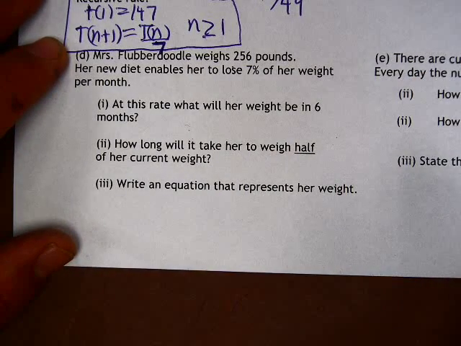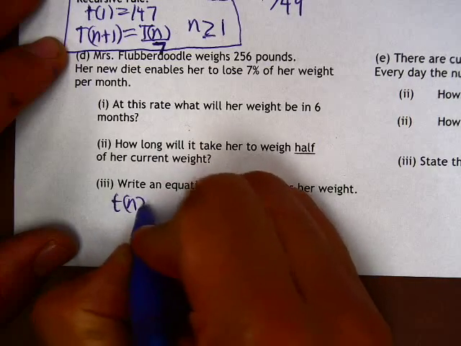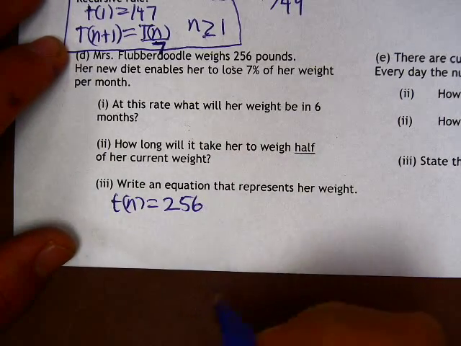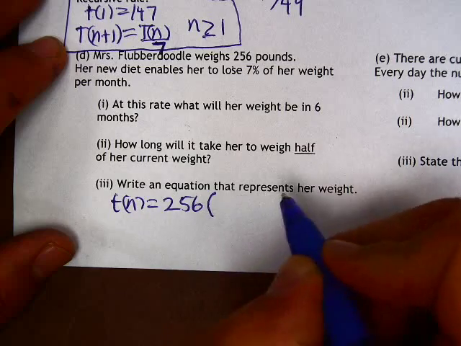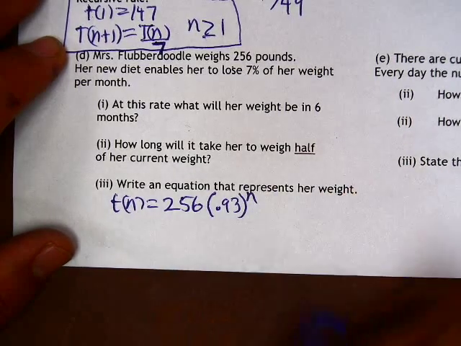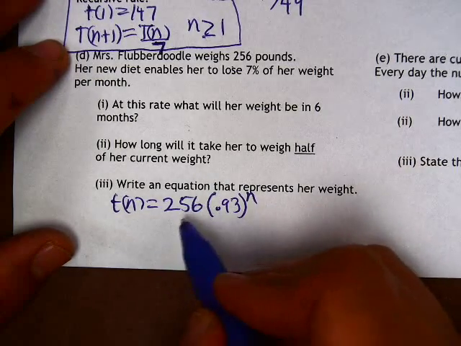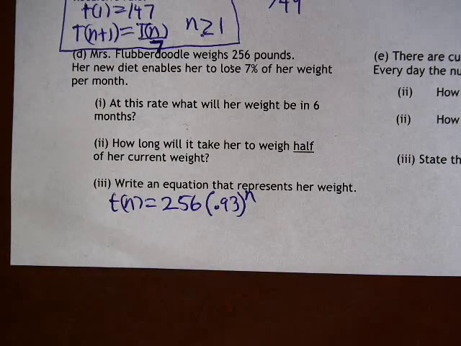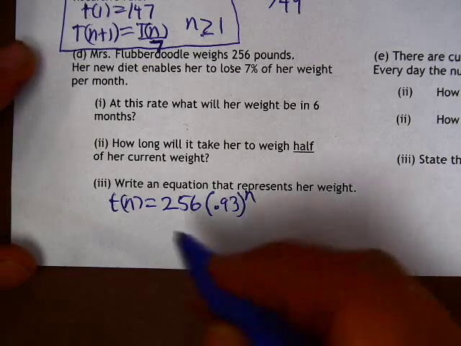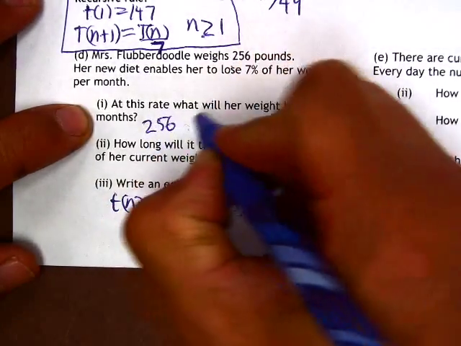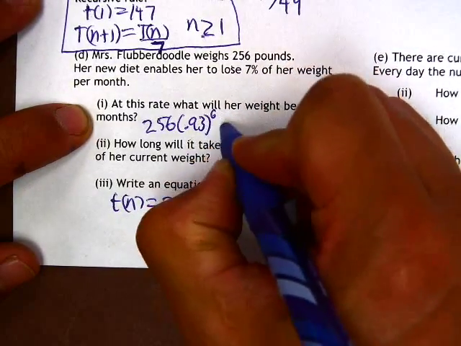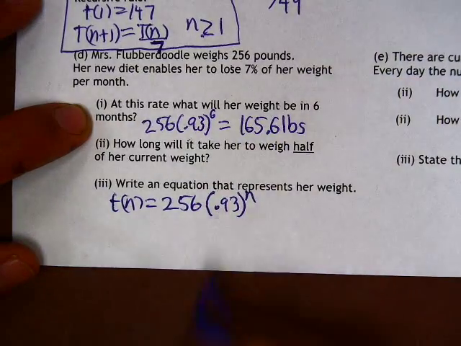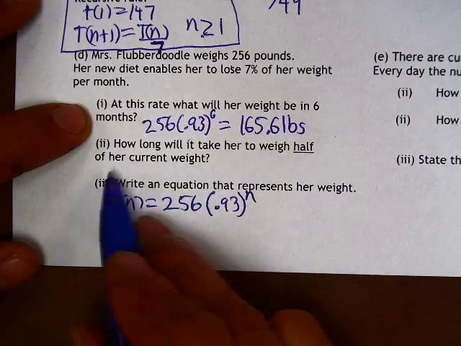So, my equation for this one here will be t of n is equal to my initial value, which is 256, times 7% loss would be 100% minus 7%, so 0.93 to the nth power. At 6 months, I do 256 times 0.93 to the 6th power. When I punch that all in, I get 165.6 pounds.